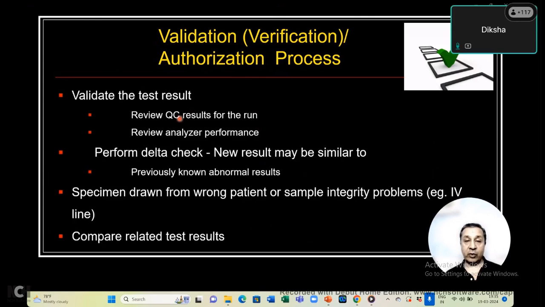In any good laboratory, the validation or the verification or the authorization process, what do you do? You generally review the QC results, you review your analyzer performance, maybe perform a delta check against the known values of the previous samples, and of course ensure that there were no problems with respect to drawing the sample from the right vein, from the right person at the right time, and also ensuring complete integrity of the sample. And then compare the previously related results and give the final result. Now, if all this needs to be done manually, you will need to have adequate time, and you cannot therefore release say 400 smear results, or look at 400 smears and then release these kind of results from a laboratory.